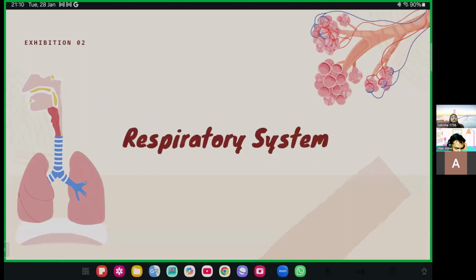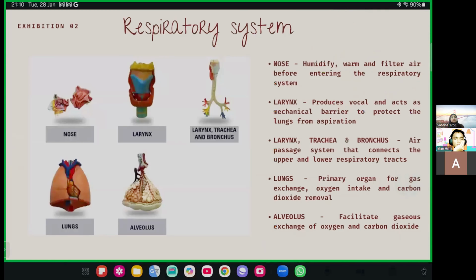Right, let's take a closer look at one of the most vital systems in our body, the respiratory system. This system ensures that every cell in our body receives oxygen while removing carbon dioxide. First, air enters through the nose, where it is warmed, humidified, and filtered. It then passes through the larynx, commonly known as the voice box, which protects the airway and enables speech. The trachea and bronchi act as airways, which direct the air into the lungs and alveoli, where gas exchange occurs.